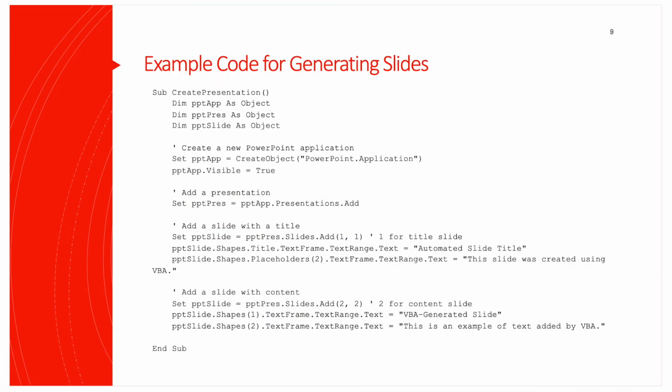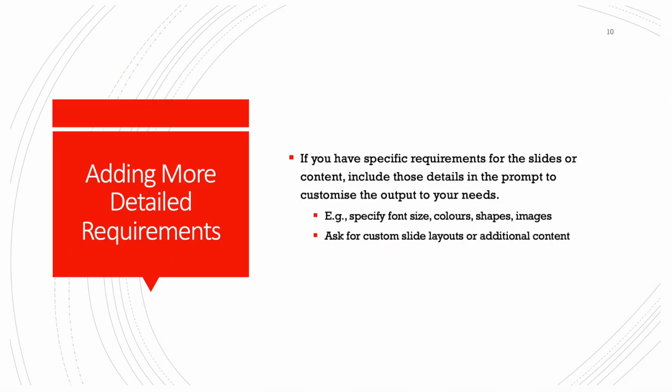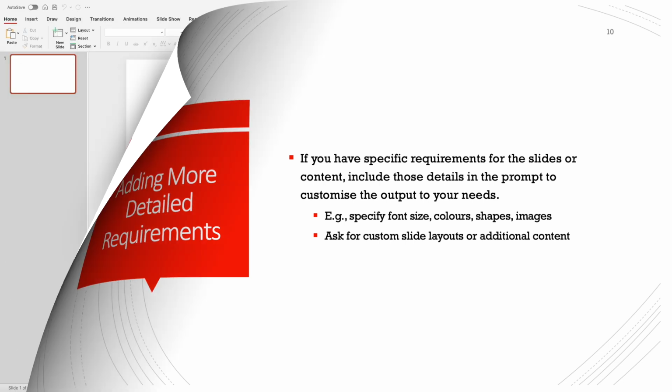Now, here's an example of a VBA script that you could get using ChatGPT. This script creates a PowerPoint presentation with a title slide and a content slide. It shows how to add text to placeholders, and you can expand it to include other elements like shapes or images. In the next part, let's watch a quick video demonstration to see all the steps in action.